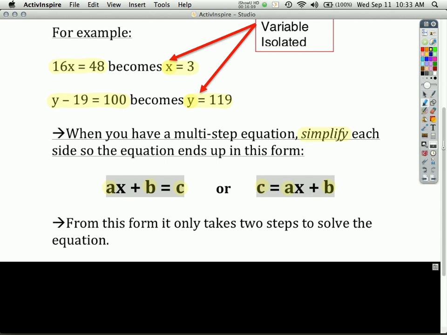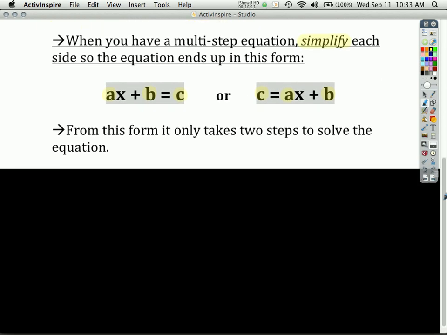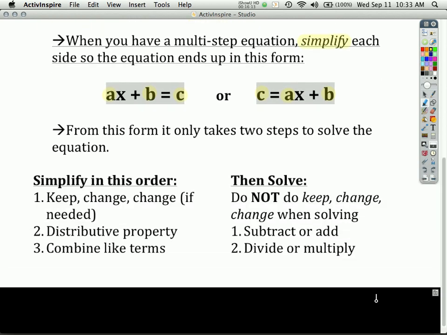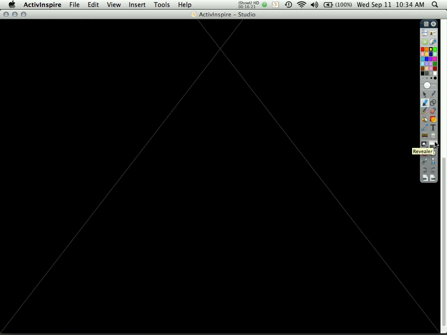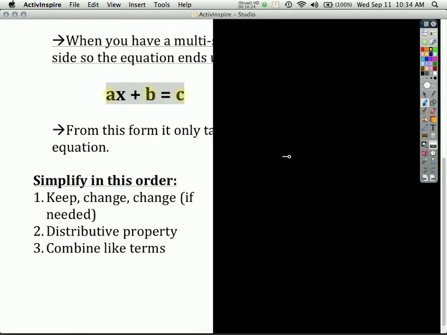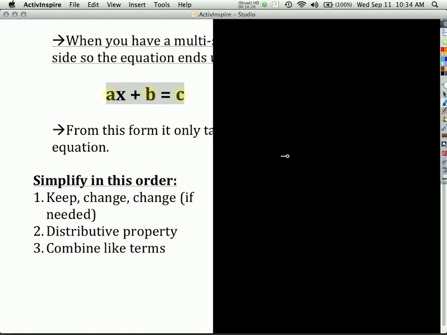How do we get to that high level of understanding? By being able to do this. Okay? So now let me change what I'm hiding, and I want to look at this part first. We always simplify, then solve. So we have to simplify everything so that it looks like this.